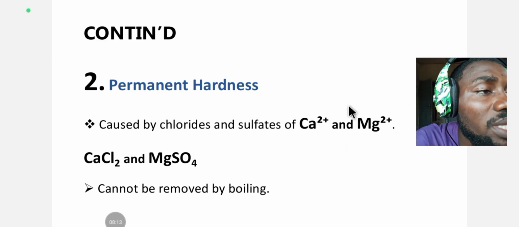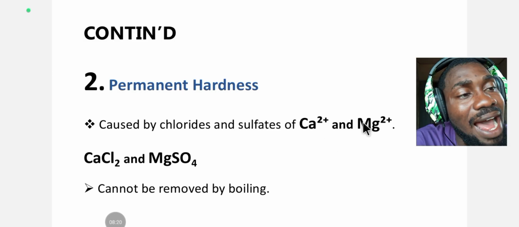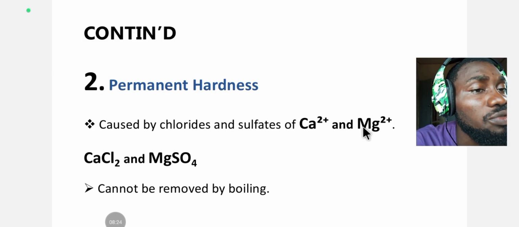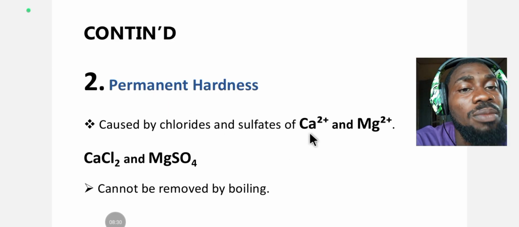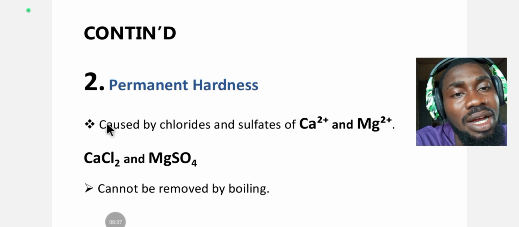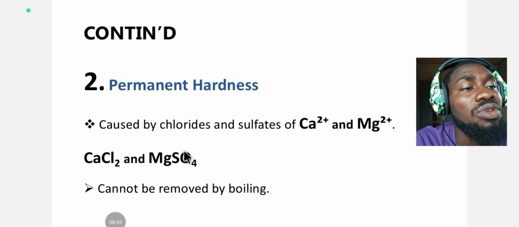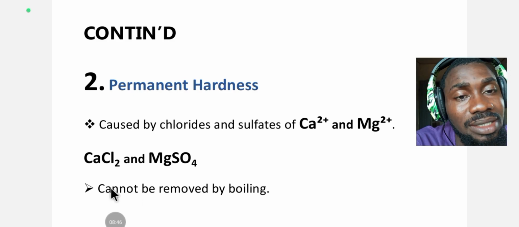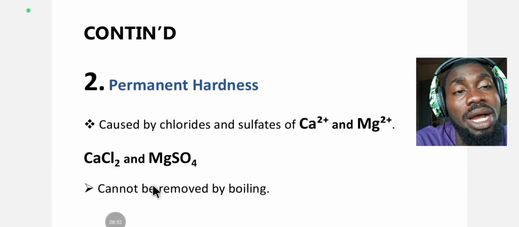What matters is the constituent elements, the form of the salt at that particular time. That's what matters, the type of hardness of water that is present. So for permanent hardness of water, calcium chloride and magnesium sulfate salts are the cause. Calcium chloride and magnesium sulfate salts are the cause of permanent hardness of water. And permanent hardness of water cannot be removed by boiling. Take note of that. It cannot be removed by boiling.